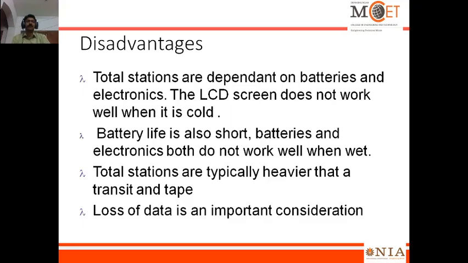Disadvantages: total stations depend on batteries and electronics. The LCD screen does not work well when it is cold. Battery life is also short. Batteries and electronics both do not work well when wet. Total stations are typically heavier than a transit and tape. Loss of data is an important consideration; it has to be handled properly.